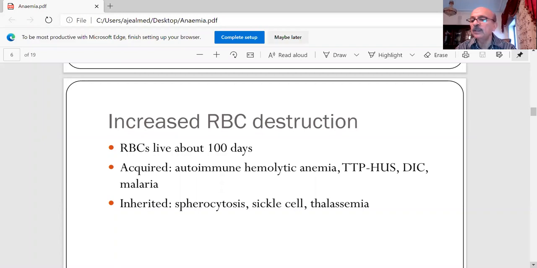Autoimmune hemolytic anemia, it could be idiopathic. It could occur in the course of leukemias and lymphomas, okay? DIC, malaria, all these are causes. There are also inherited causes which cause early RBC destruction. This is like congenital spherocytosis, sickle cell disease, thalassemia. All these are inherited, and they are associated with a shortened lifespan of the RBCs, so they cause anemia.